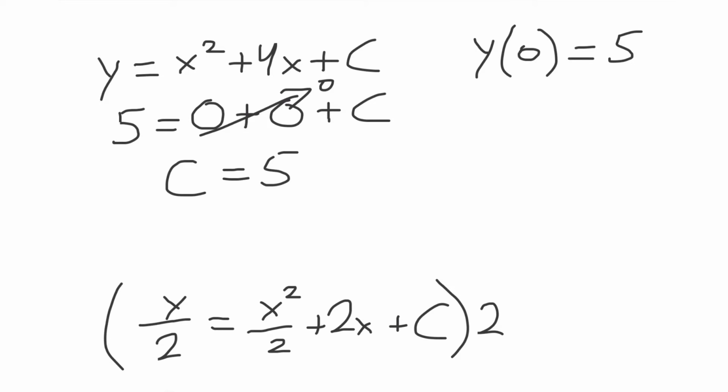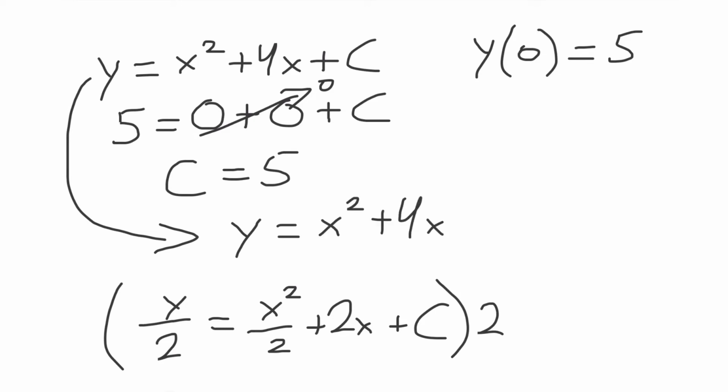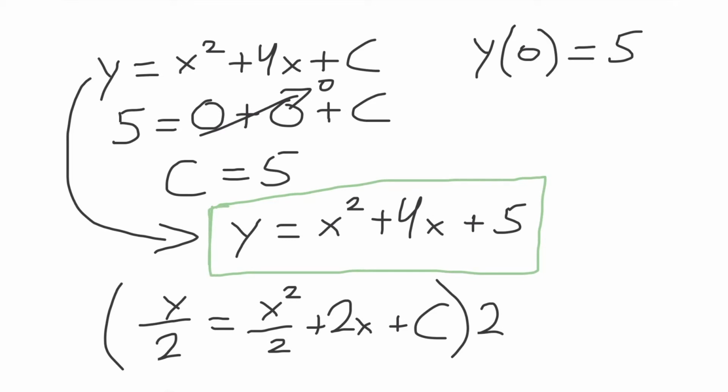We have our c, and now we can write our particular solution from our original general solution now that we have this value of c. So we'll take this original general solution and just plug in this c value that we just got. Okay, so it's going to be y is equal to x squared plus 4x, and now instead of c, we put in 5. And that right there is our particular solution to this differential equation, given the specific initial condition of y of 0 equals 5.